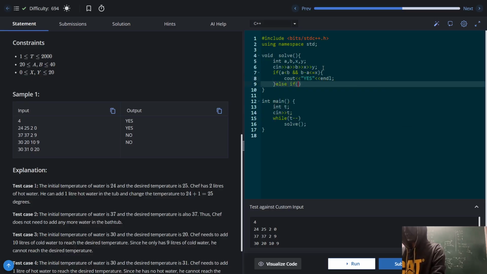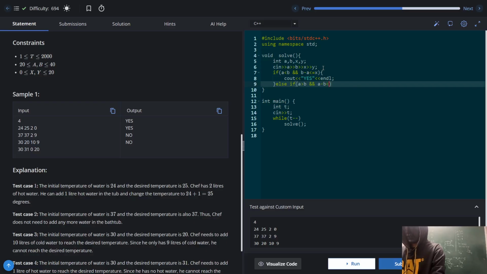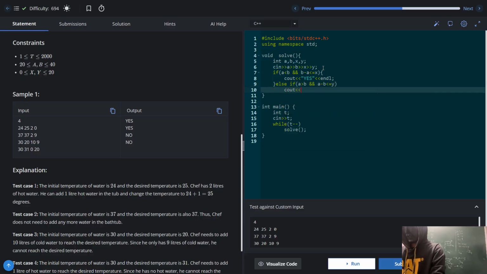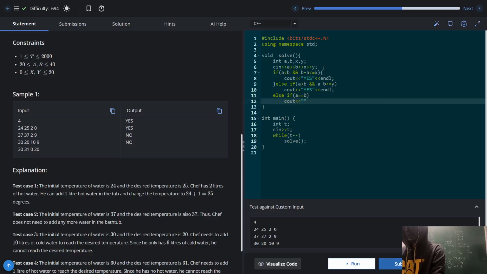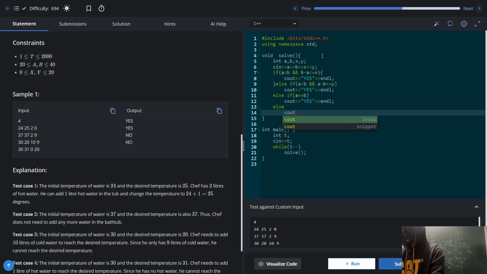One more condition was that A is greater than B, which means you want to decrease the temperature. So in that case A minus B is the number of liters of cold water required. If it is lesser than or equal to Y, in this case also you will have to print yes, because it is achievable. And if A equals B, both the initial and final temperature are the same, so it is yes, we can achieve the final temperature. Else in all other cases you will not be able to achieve.